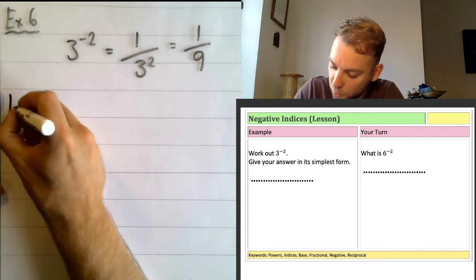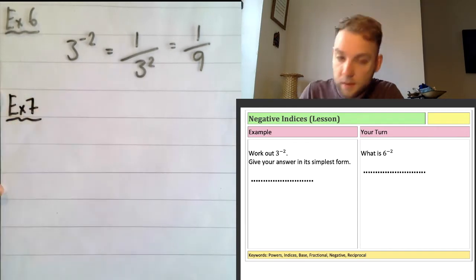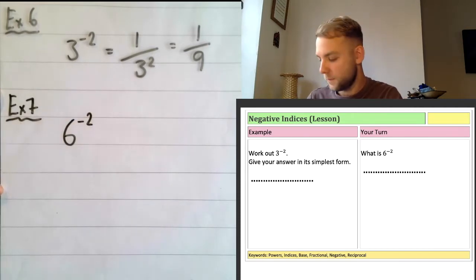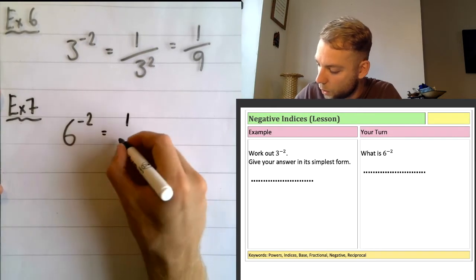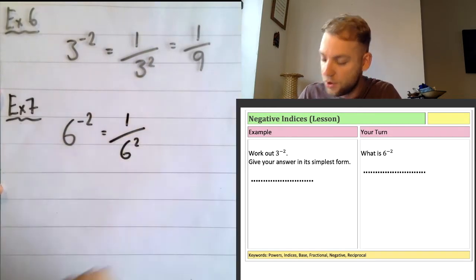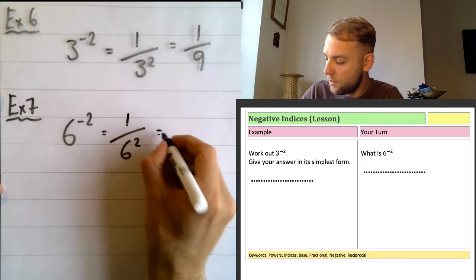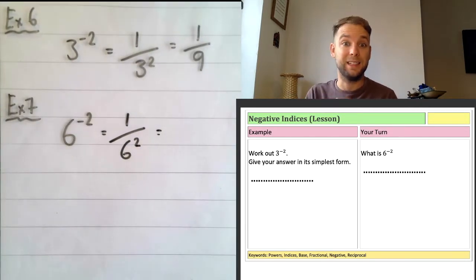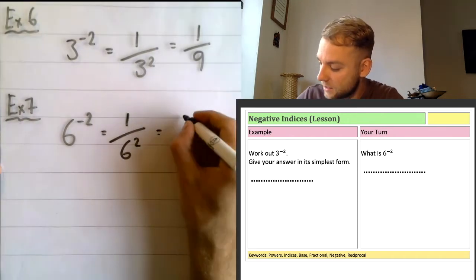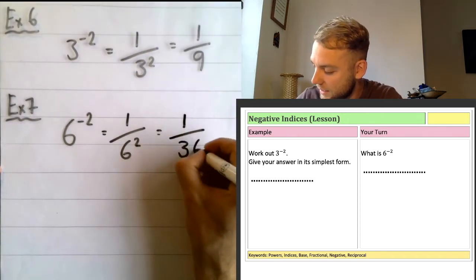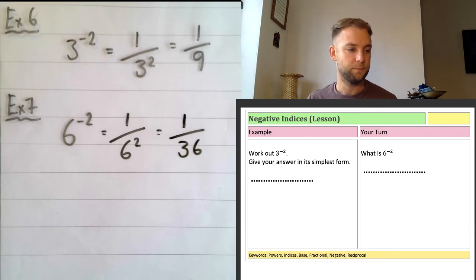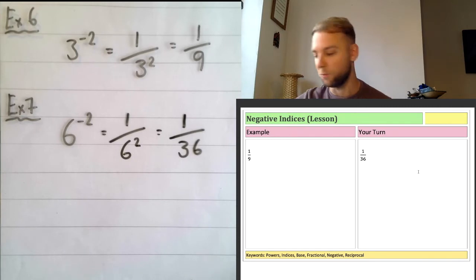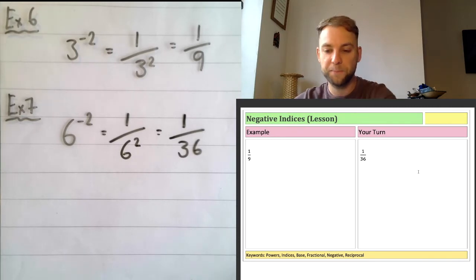Okay, example 7. 6 to the power of negative 2. So the negative means 1 over, so it's going to be 1 over 6 to the power of 2. 6 to the power of 2 means 6 squared, which is 6 times 6. So that's going to be 1 over 36, like so. Spot on. Perfect. Okay, let's check those answers. 1 over 9, 1 over 36. We're happy with those. Super.